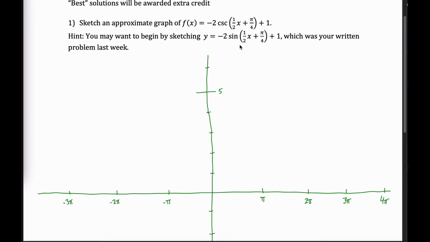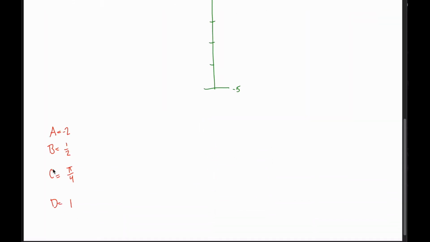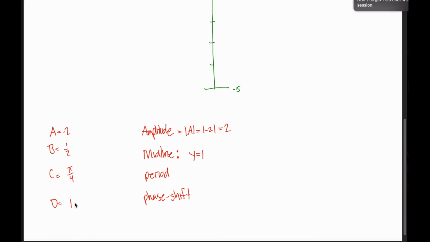To sketch this transformed sine function, I think the easiest way to start out is to recognize that a, b, c, and d are -2, 1/2, pi over 4, and 1 respectively. With those values, we can come up with the amplitude, the midline, the period, and the phase shift. The amplitude is always the absolute value of a, so because a in this case is -2, it's the absolute value of -2, aka 2. The midline is always given by the equation y equals d, so in this case d is equal to 1, so our midline is y equals 1.